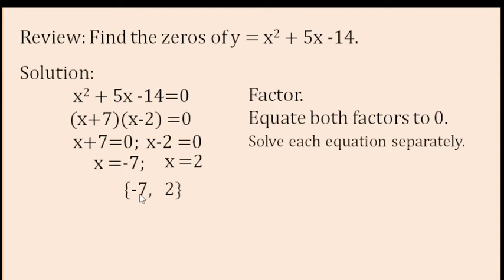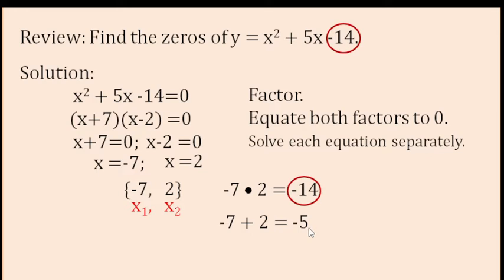We will let the negative 7 be our first zero, x sub 1, and 2 be our second zero, x sub 2. If we multiply these two zeros, negative 7 and 2, we will get negative 14. Now notice here that this negative 14 is actually equal to the last term of our quadratic function. And also, if we add the two zeros, negative 7 and 2, it is equal to negative 5, which is the opposite of the coefficient of our linear term.